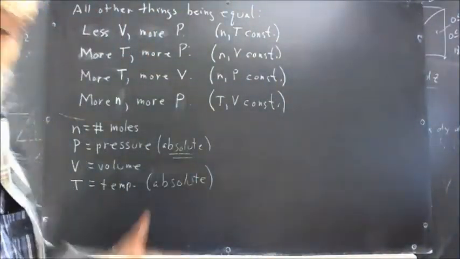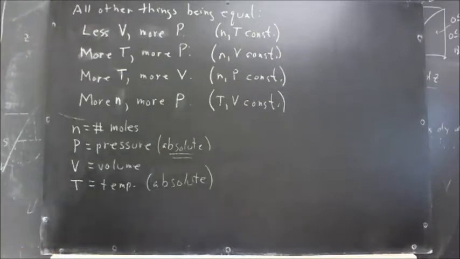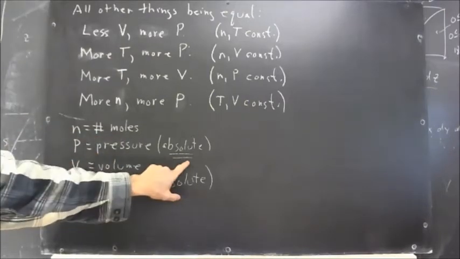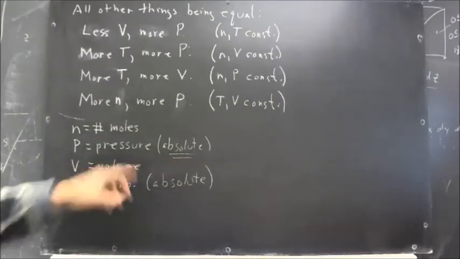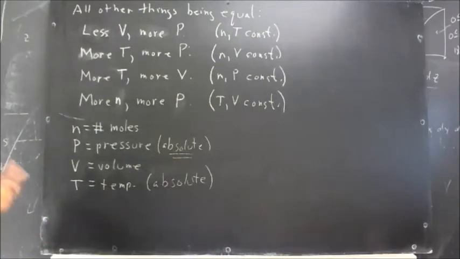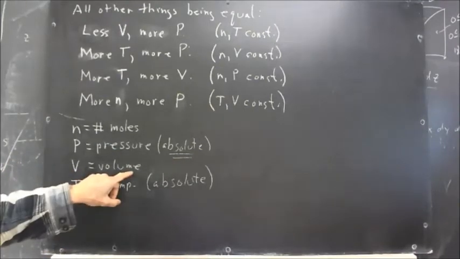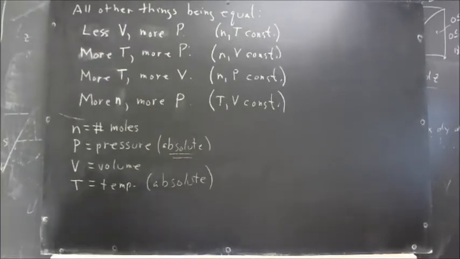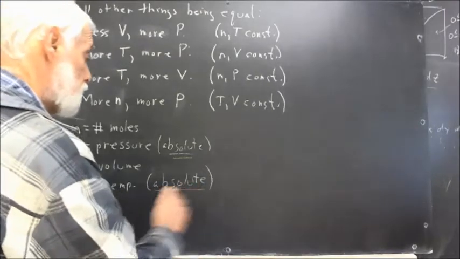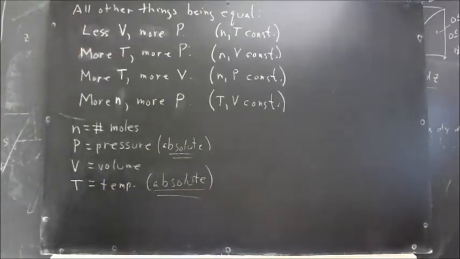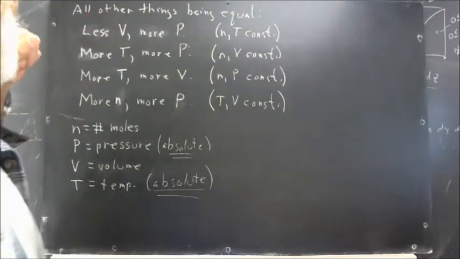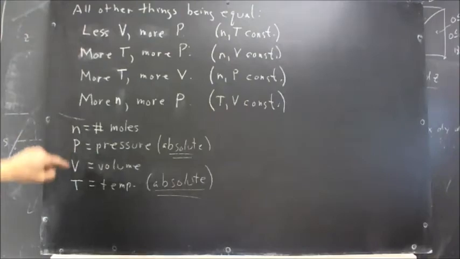Now, when we talk about these things, we're actually talking about variables that we'll call N, P, V, and T. N for the number of moles of gas, P for the absolute pressure relative to the pressure you would have at absolute zero, volume, obvious, and T the temperature. Again, absolute temperature, not Fahrenheit or Celsius, temperature relative to absolute zero. All other things being equal, by all other things, these are the four things.